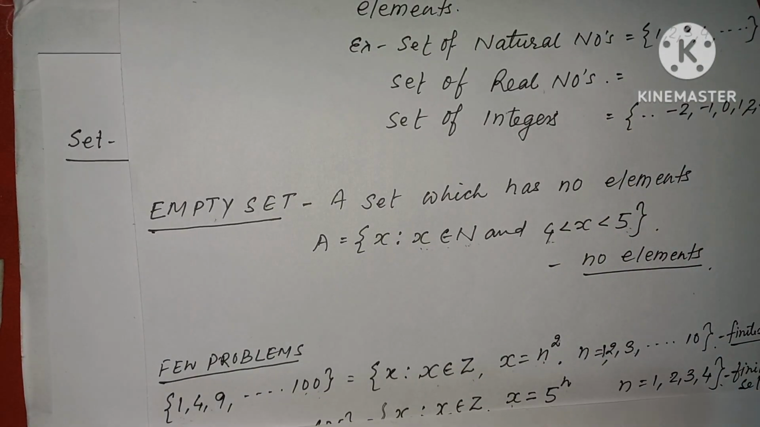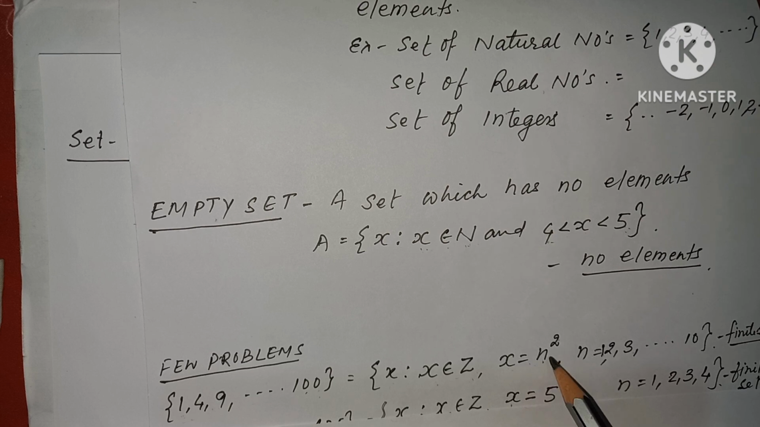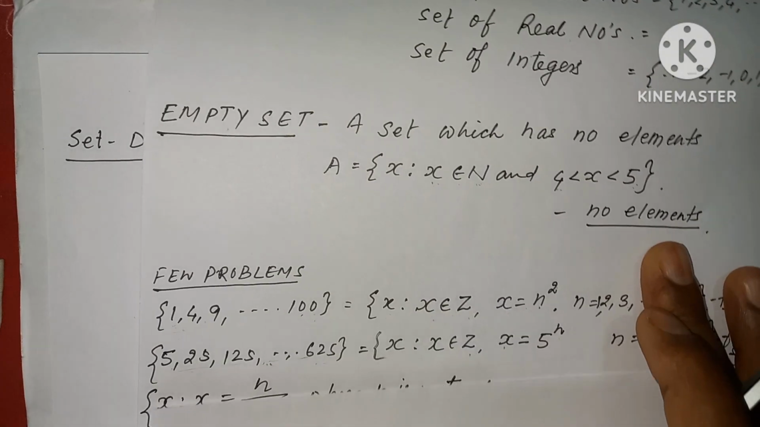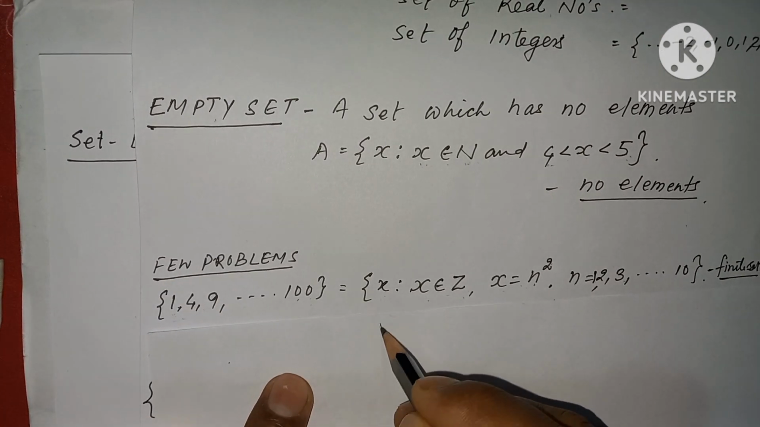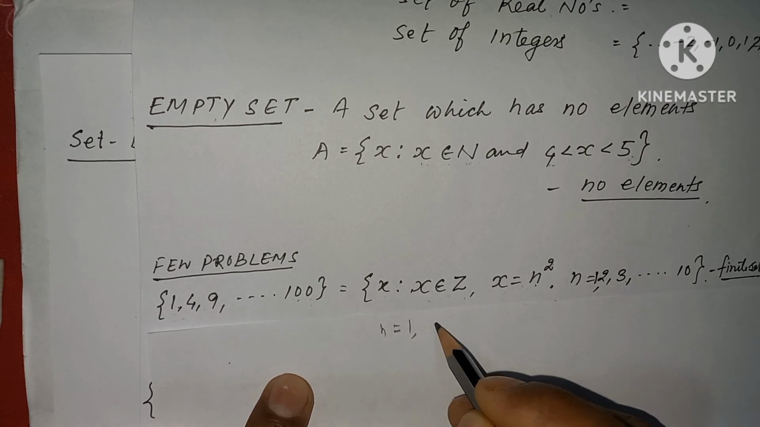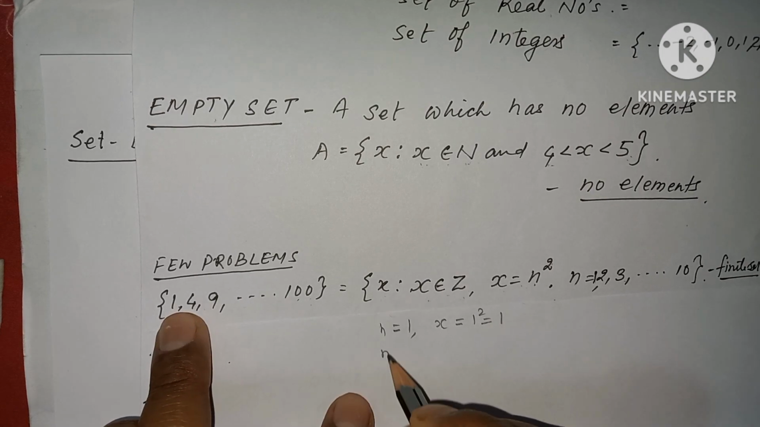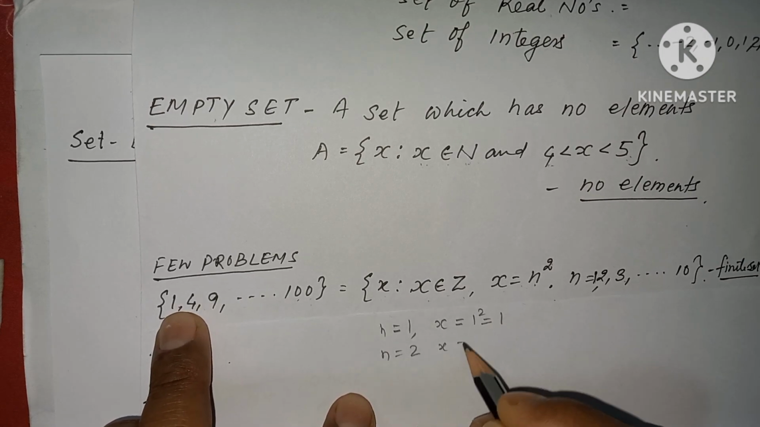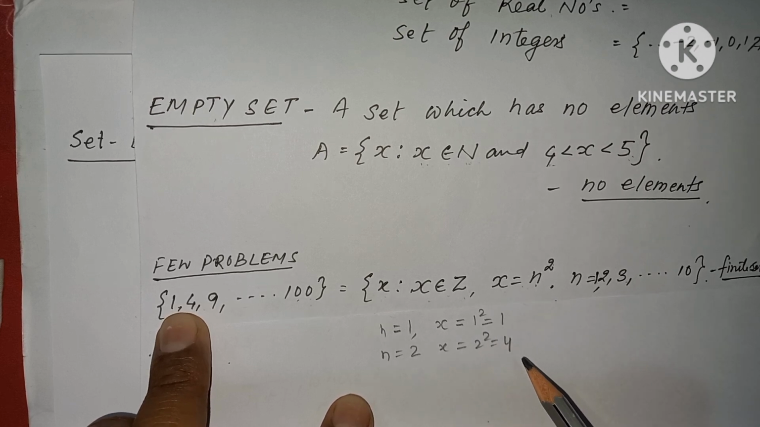Now there are a few problems. This is the set written in roster form: {1, 4, 9, 16}. We can write this in set builder method: {x such that x belongs to N and x is equal to n square, n is equal to 1, 2, 3 up to n}. How can we write this? If we take n equal to 1, then x is equal to 1 square is equal to 1. This is the first element. n equal to 2 means x equal to 2 square equal to 4. This is our second element.